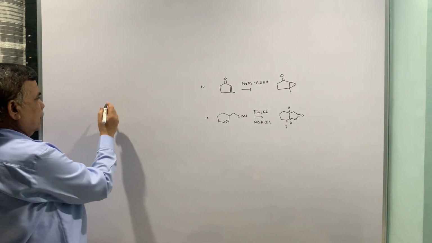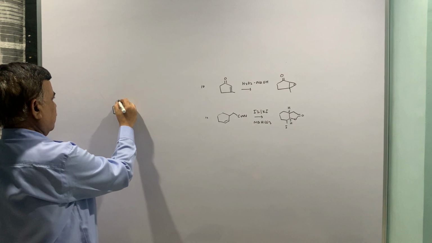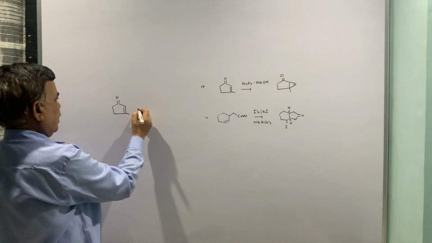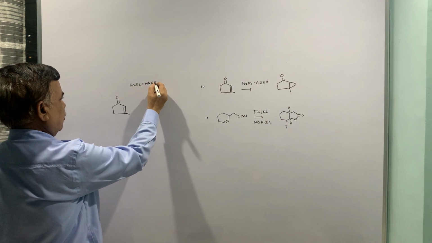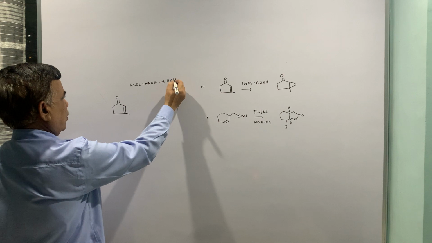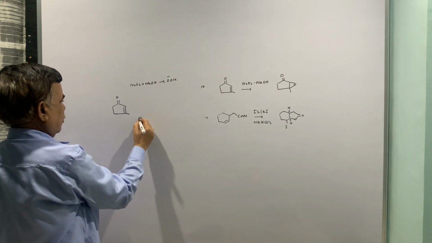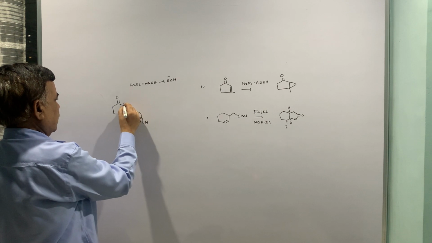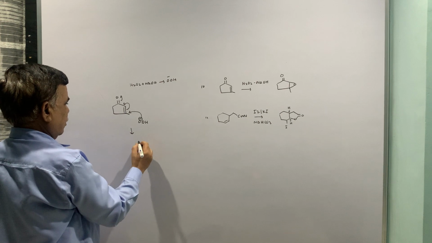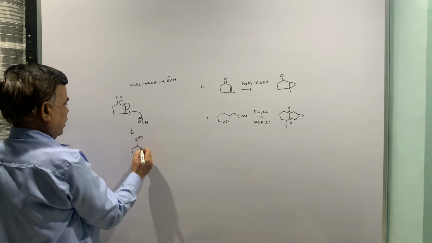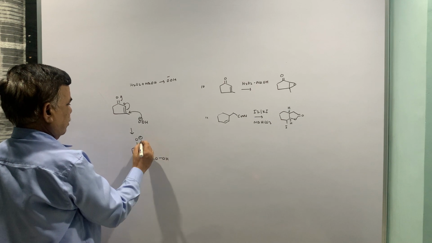Another example is nucleophilic addition of H2O2, NaOH, which will form hydroperoxide ion. The hydroperoxide ion attacks here, that is Michael addition or conjugate addition, O minus double bond methyl is here and OOH.